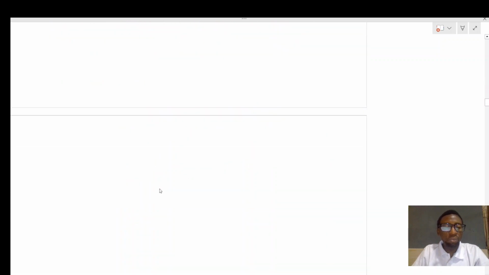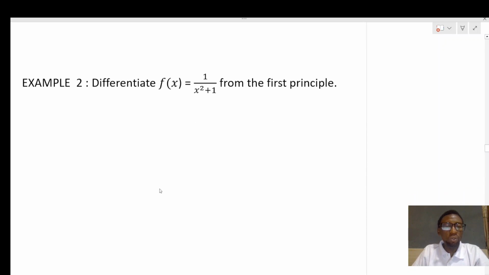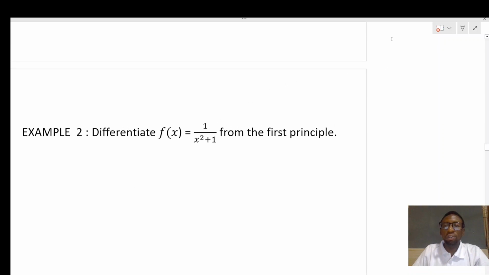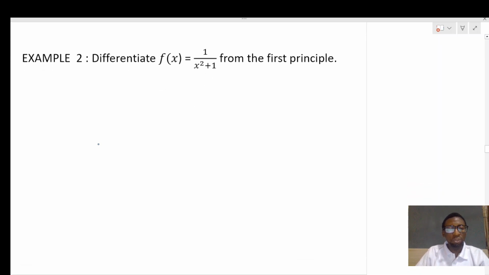So let's go to example 2. Example 2 says differentiate f of x equals 1 over x squared plus 1 from the first principle.